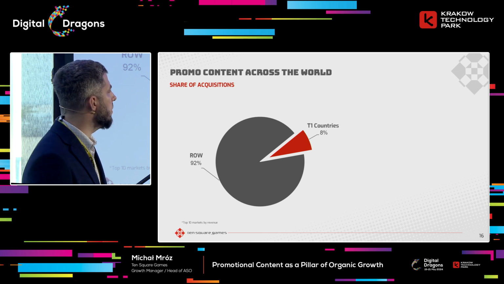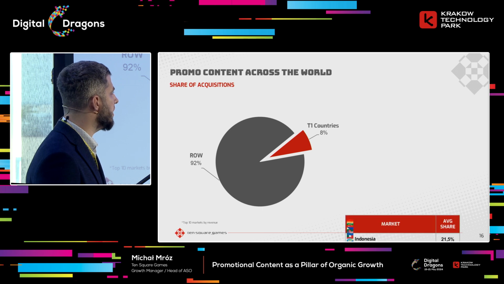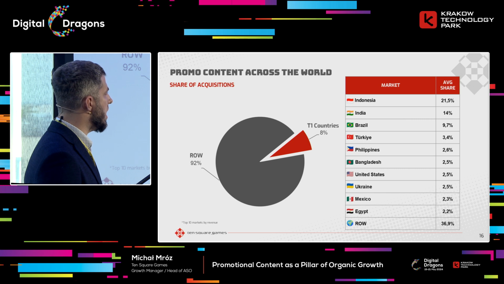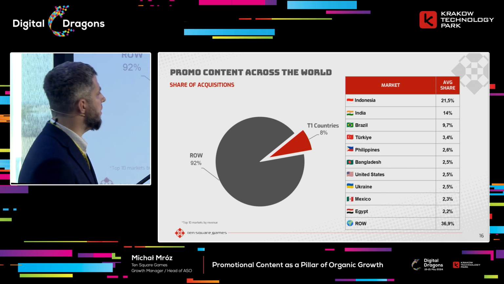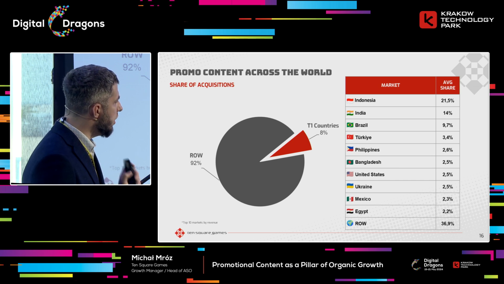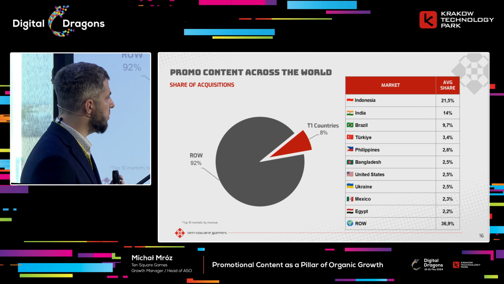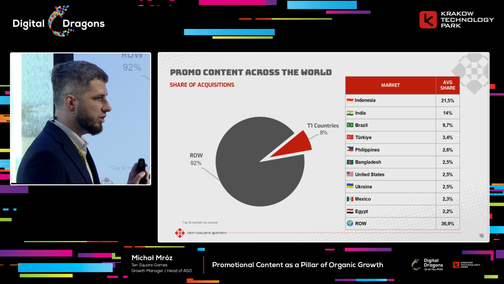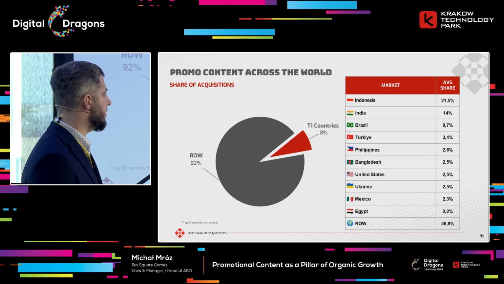And if you look at acquisitions by countries, you see that, for example, the major uplift was coming from countries like Indonesia, India, and Brazil. Then you also have some tier 2 and tier 3 countries, and the only country from the tier 1 pool is the United States with just 2.5% share. This is the average for every promotional content that we ran last year. But this is just one way of measuring that, the measuring through promotional content.